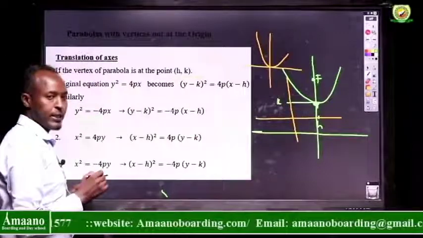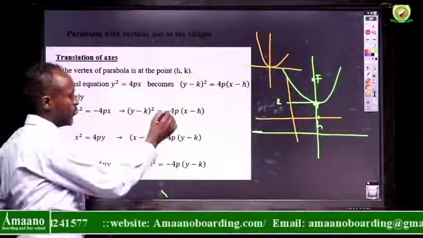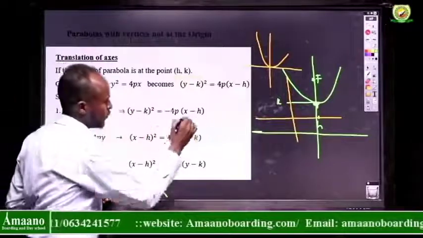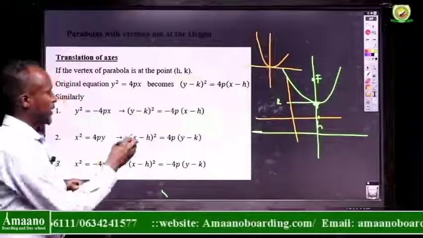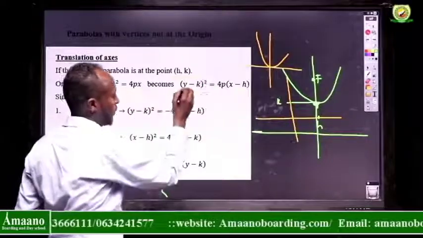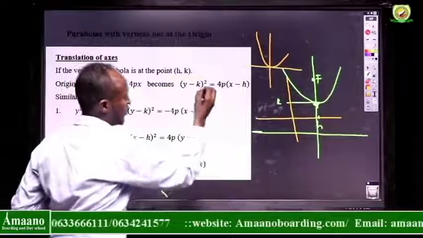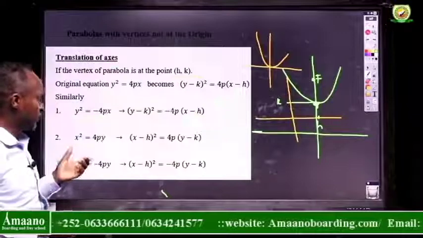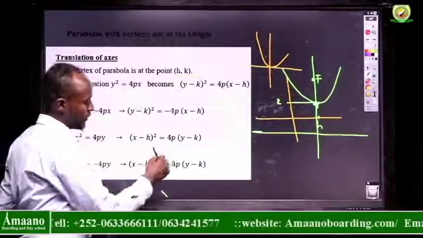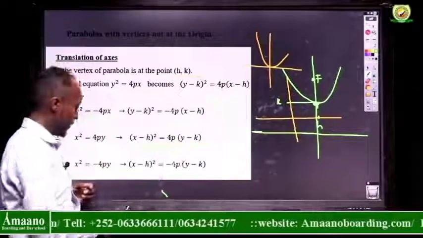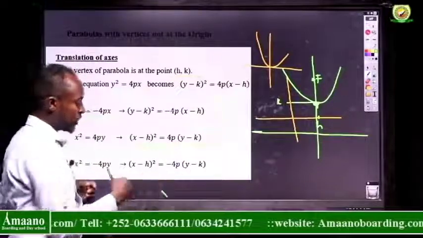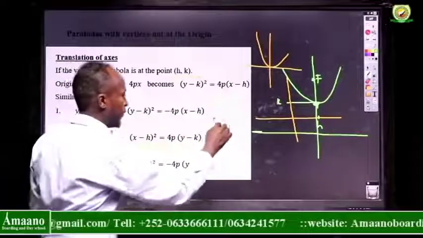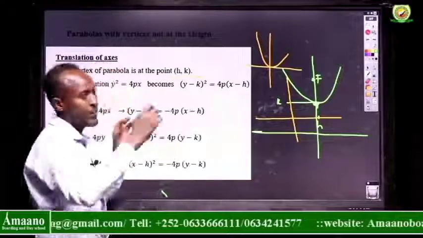Also, for y squared equals minus 4px, we simply substitute y with y minus k and x with x minus h. This one has a power of 2 on y, so it concaves to the right or left side. For x squared equals 4py, we can use the same approach if the vertex is at h and k. When the vertex is h and k, we have 4 different formulas. That means that we have 2 vertical parabolas and 2 horizontal parabolas.